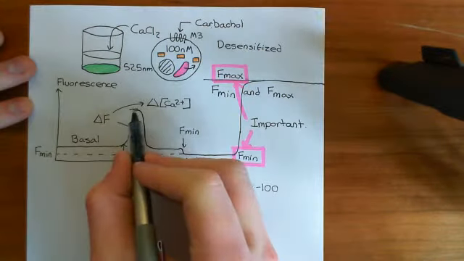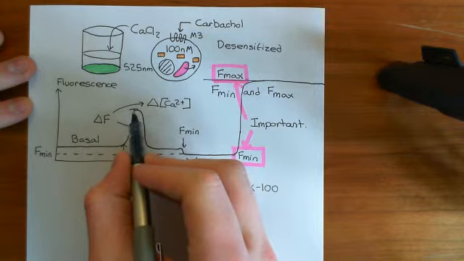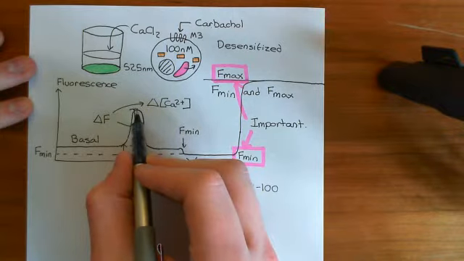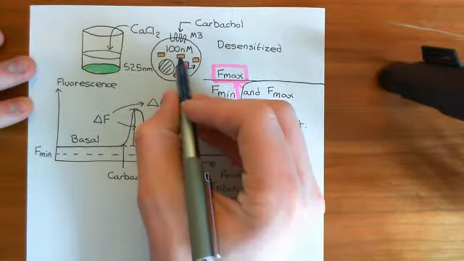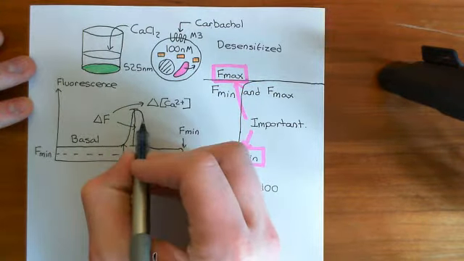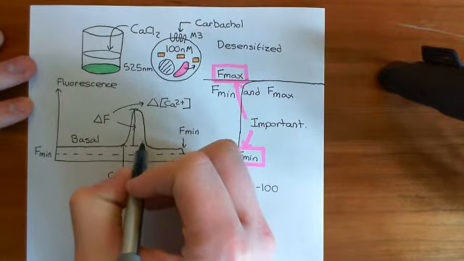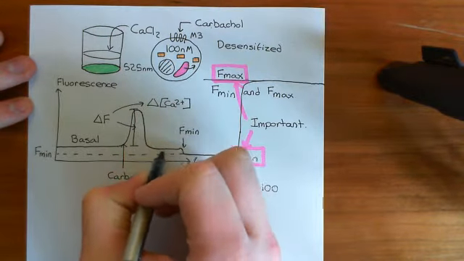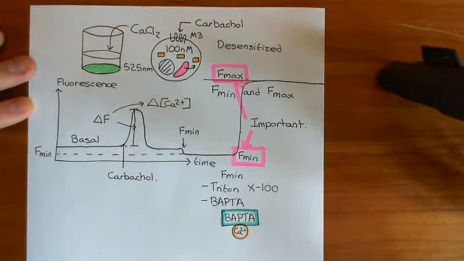Then what will happen is very quickly the cell will desensitize to the carbachol, so it will stop reacting to it. It will stop releasing calcium from the endoplasmic reticulum. And then the calcium will gradually be pumped from the cytoplasm back into the endoplasmic reticulum. Hence, the calcium level will fall, so fluorescence will fall back to the basal fluorescence level, like so. Okay, right, so that's brilliant.